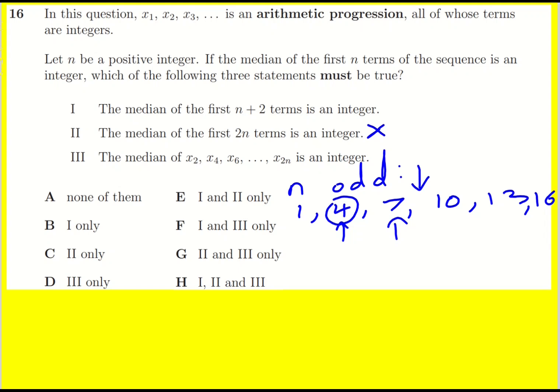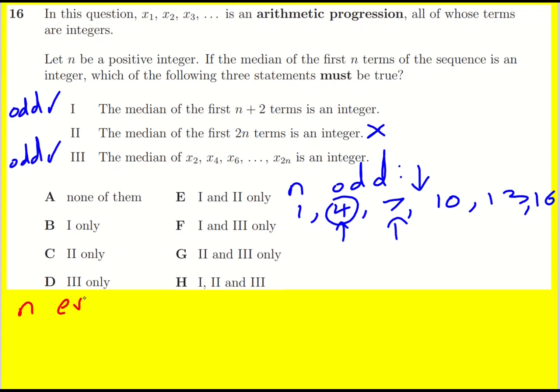And then what about the median of x2, x4, x6, and so on? Well, it's just every other term, essentially, starting with the second and the fourth and the sixth. There's going to be n terms again. So because n is odd, it's going to be the middle one. And again, that must be in my sequence. So 1 and 3 are always going to be true when n is odd. Right, odd, tick, odd, tick.